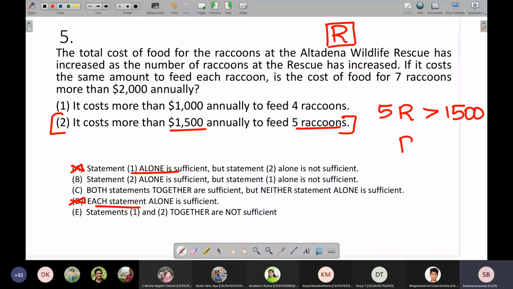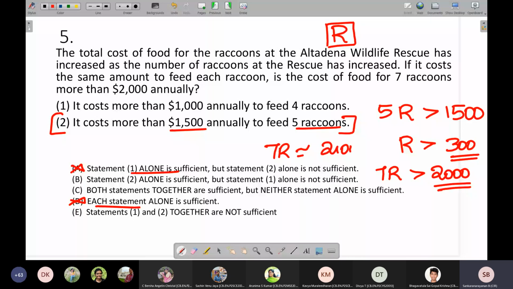This gives me the information that R will be more than how much? Can anyone unmute and say R will be more than how much? 300. If R is more than 300, obviously 7R will be more than how much? 2000. Because if you calculate 7R, it will minimum come to 2100. Did you get my point? So 7R is definitely going to be more than 2000.